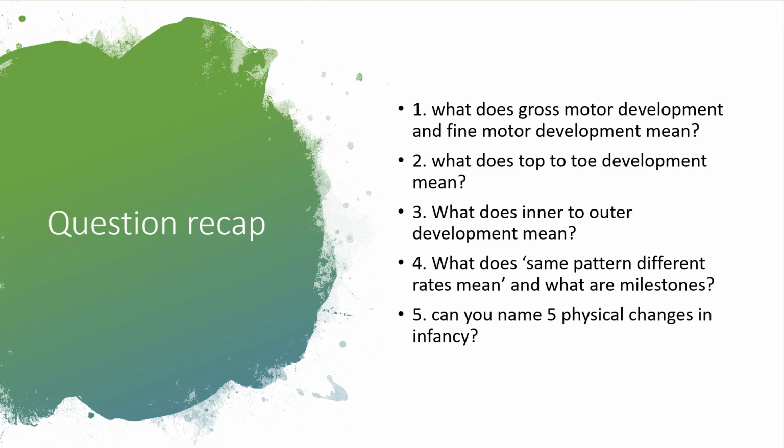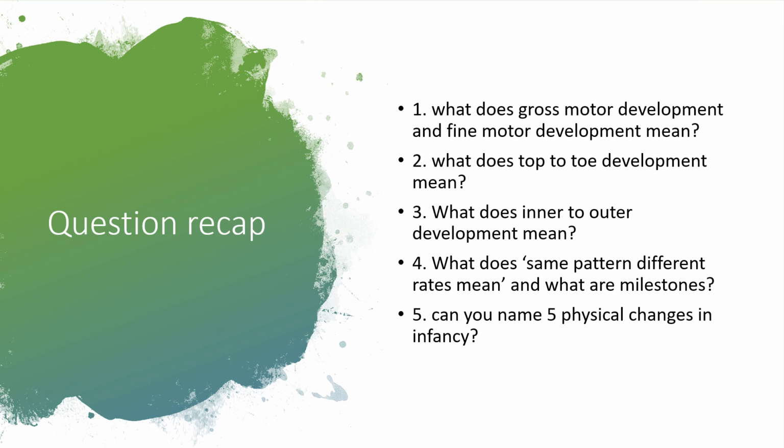Okay, so just to recap the questions from last week, there were 5 key questions. Some of these are ones that you really do need to know off by heart, a bit like the ones in week 1. In week 1, the ones that you really do need to know off by heart are what PIES stand for, and also what the life stages are and what their ages are.